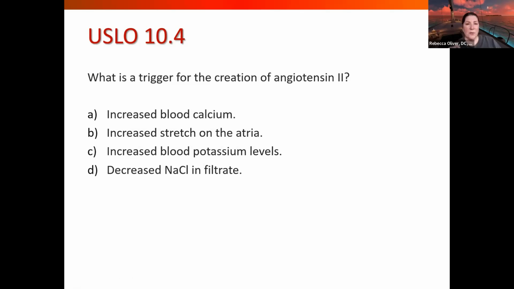So what is a trigger for the creation of angiotensin II? Why are we making it? Is it because we have an increase in blood calcium? Is it because we have increased stretch on the atria of the heart? Is it because we have increased blood potassium levels? Or is it because we have decreased sodium chloride in our filtrate as it's going from the ascending limb of the nephron loop into the distal convoluted tubule? And it's actually a decrease in the sodium chloride concentration in the filtrate. That's a trigger for the release of renin, which creates angiotensin, which ultimately will release aldosterone.